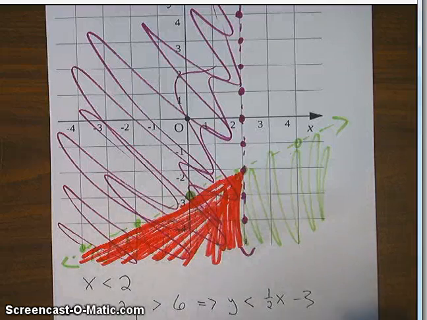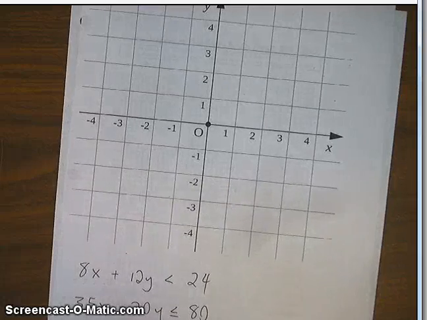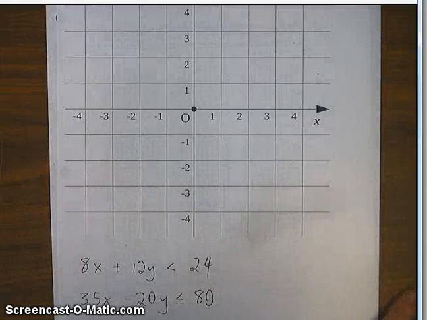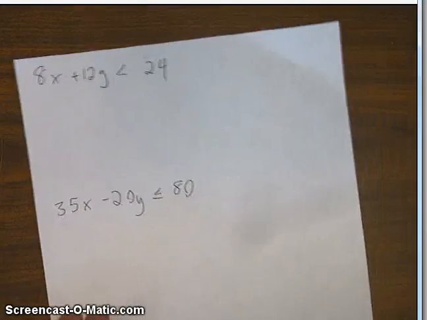Let's do one more like that. Here's a tough one. 8x plus 12y is less than 24. 8x, I'm just copying it down, plus 12y is less than 24. And also I have 35x minus 20y is less than or equal to 80. Now I need to solve both of those for y.